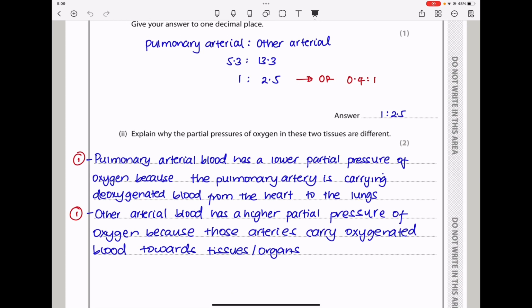So here I said, pulmonary arterial blood has a lower partial pressure of oxygen because the pulmonary artery is carrying the deoxygenated blood from the heart to the lungs, and other arterial blood has a higher partial pressure of oxygen because those arteries carry oxygenated blood towards tissues or organs of the body.